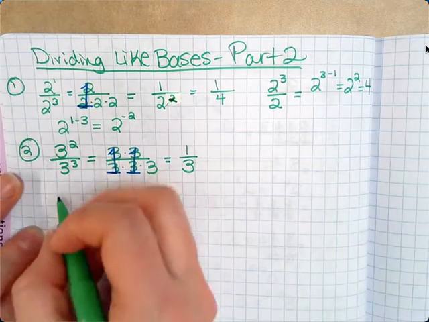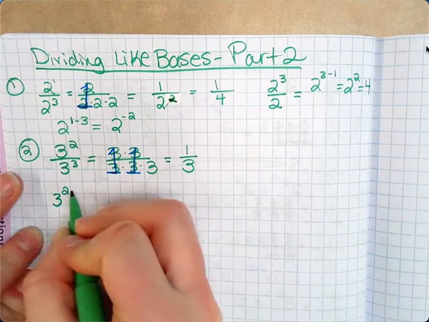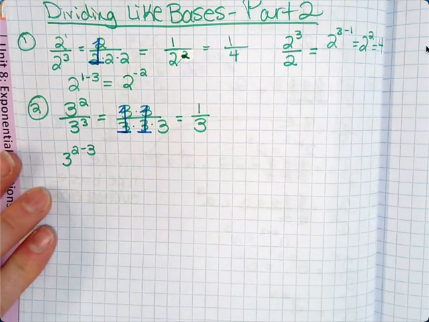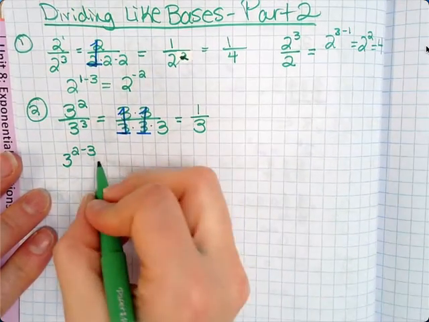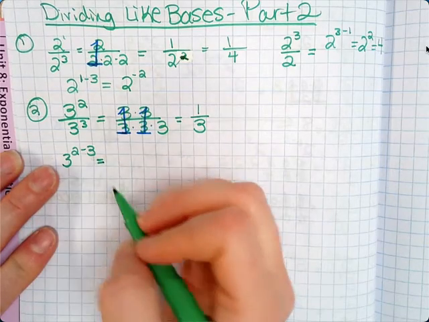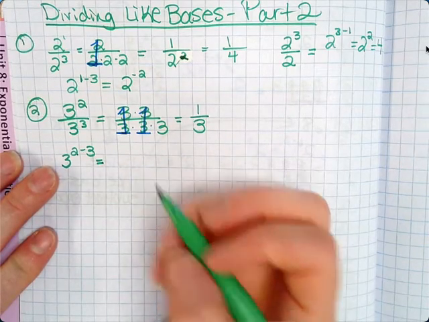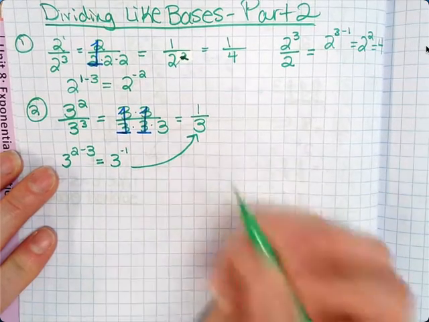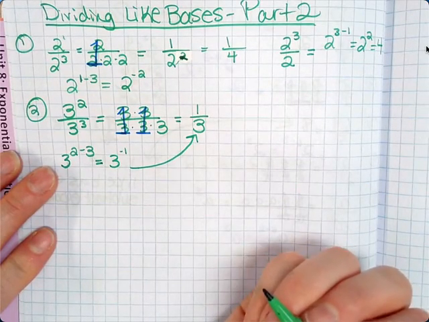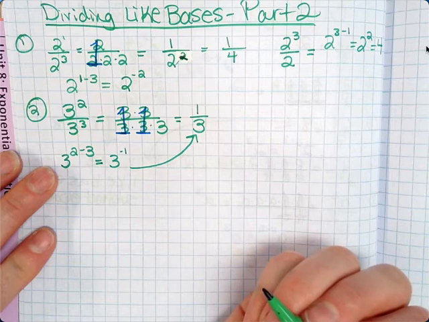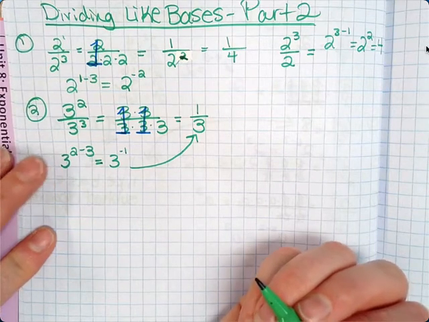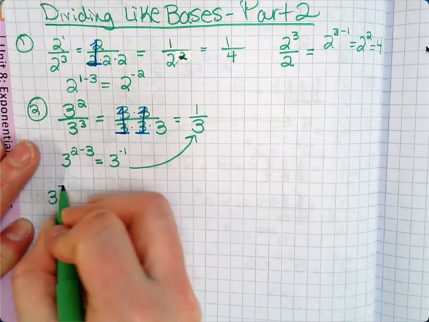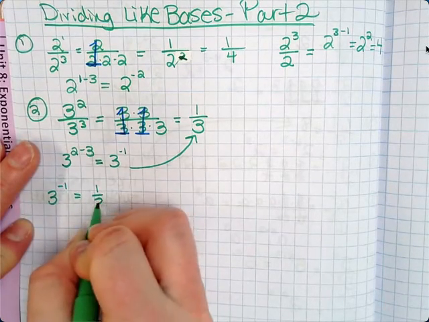So we could have subtracted them like we've been doing. But it's 2 minus 3. So this means what exponent? What's 2 minus 3? Negative 1. This equals this. So I'm going to write that here. 3 to the negative 1 equals 1 over 3.